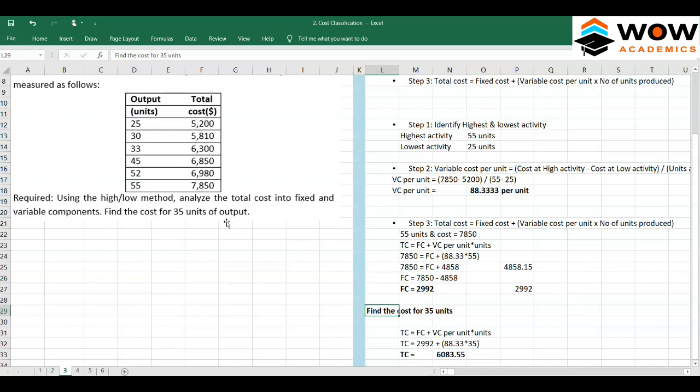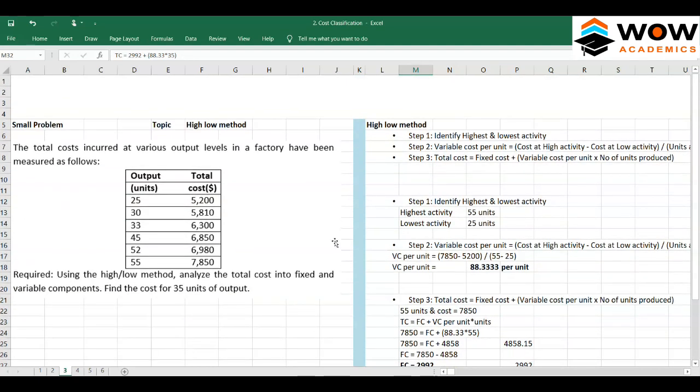6083. So we don't need to check in between these. See, 35 units is not coming here, so that we don't need to find. What we need to find out is whether this number is between the 25 and 55. That is what we have to consider. So we don't need to check other numbers. So this number is right. So that's about this problem. It's a high-low method problem.